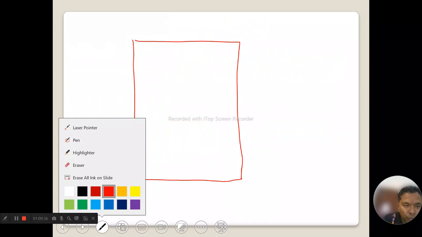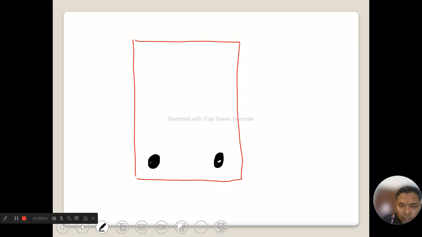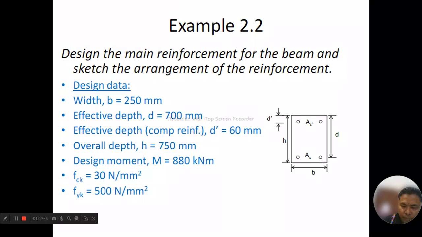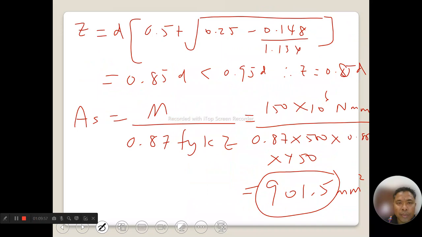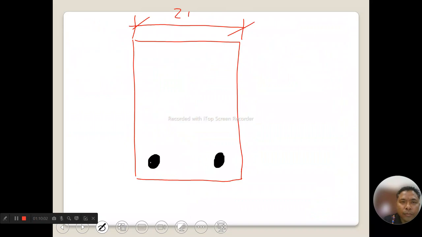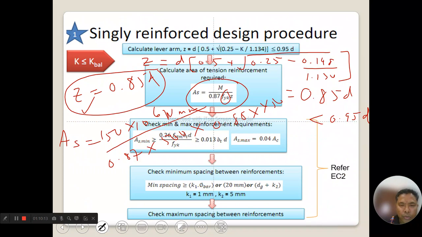So kita letak 2 batang. Okay, so we put all of the dimension. This one saya pun tak ingat berapa. 200. Okay. And the height of the beam. Berapa? 500 lepas tu 400 tengah. Okay. 500.